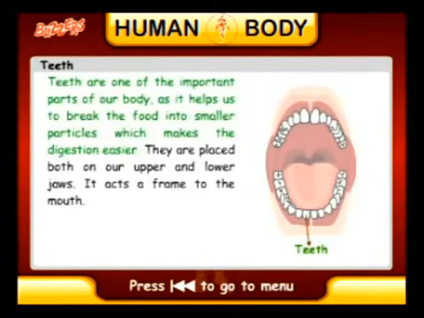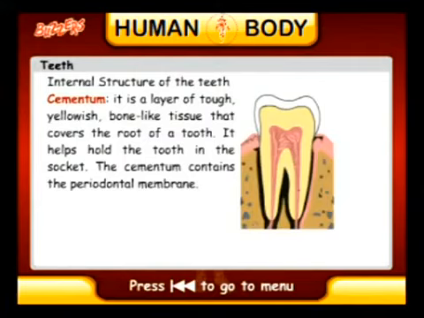Teeth. Teeth are one of the important parts of our body as it helps us to break the food into smaller particles, which makes the digestion easier. They are placed both on our upper and lower jaws. It acts as a frame to the mouth. Internal structure of the teeth.